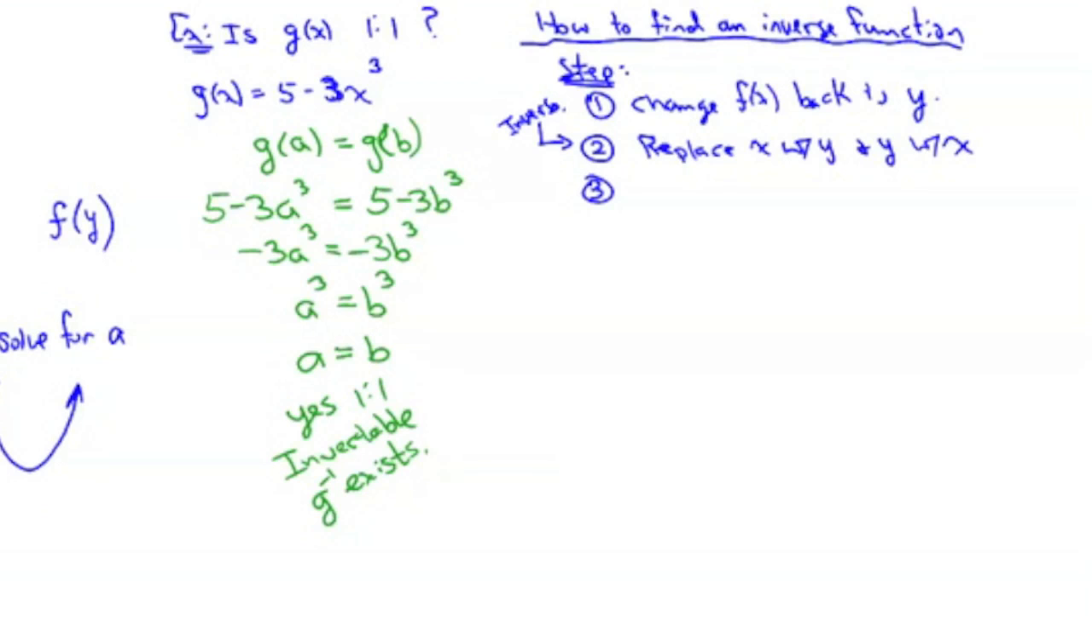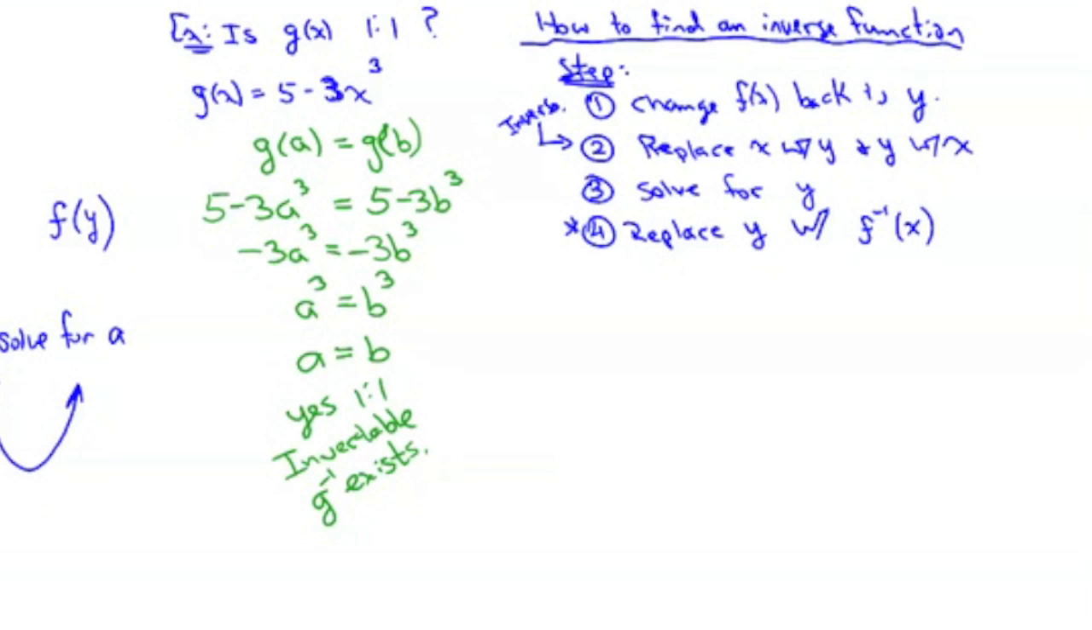3. Solve for y. Sometimes easier said than done. Sometimes it's really simplistic, sometimes it's a pain in the butt. 4, everybody forgets this one. Replace y with the inverse notation, f inverse of x. That's it. That's all there is to it, to find an inverse function.